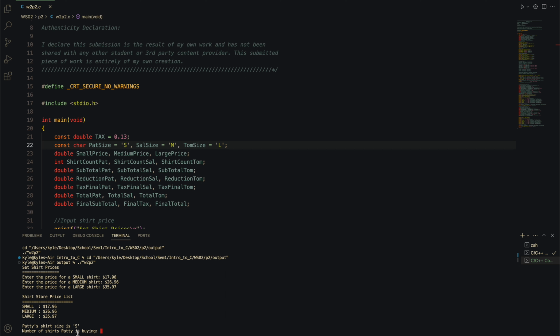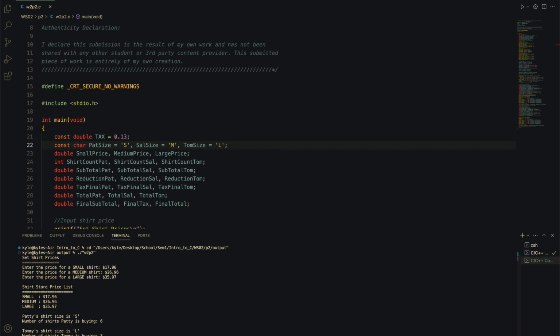Now what's prompting is the quantity of how much the person wants to buy. So Patty, in this case, she or he, wants to buy 6. Tommy wants to buy 3 in size large, and Sally wants to buy 4.